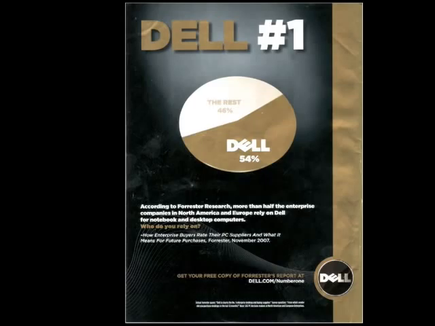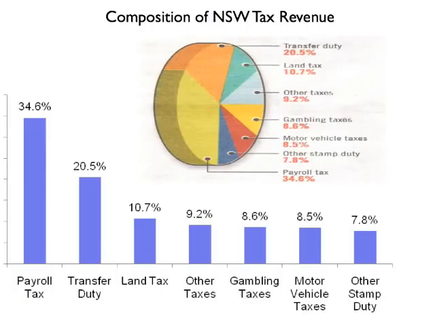You can use a pie chart if the data that you're dealing with is very basic, such as this Dell one here, where they're telling us that 54% is bigger than 46%. And if you didn't already know that, you're not bright enough to buy a computer.